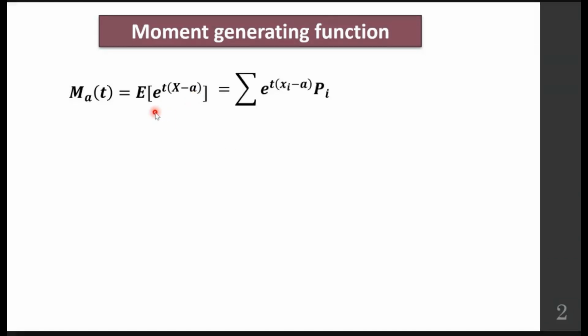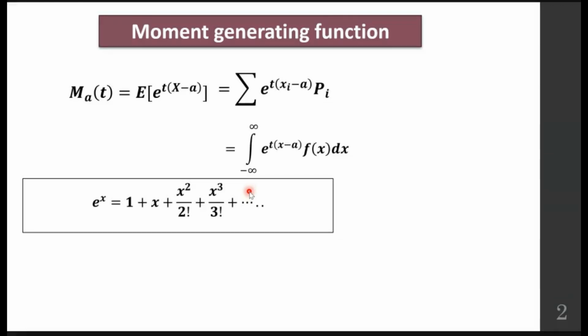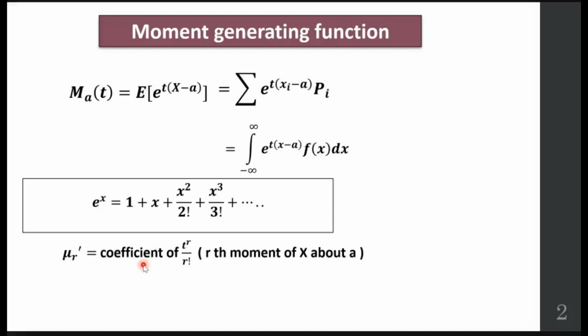And if it is a discrete random variable, we will write summation. And if it is a continuous random variable, then we will have integration. And then while deriving d by dt of M_a(t), etc., we had expanded e raised to t into (x minus a). Okay, then we have got that. So remember this part here. Sometimes we may have to make use of this definition also to calculate the moments.